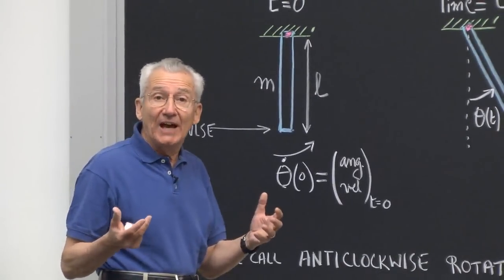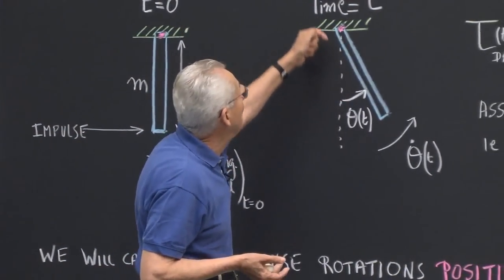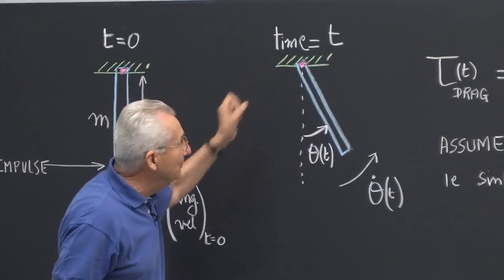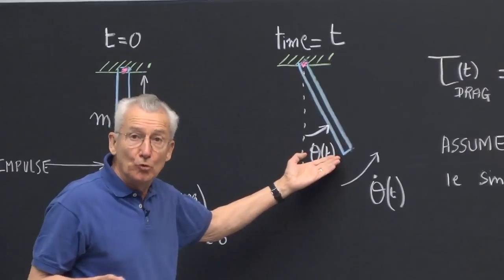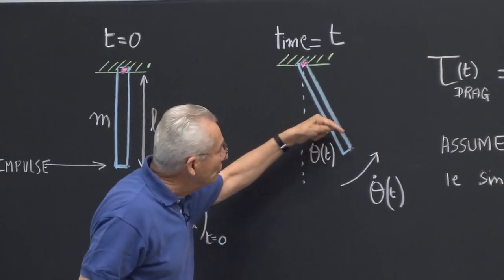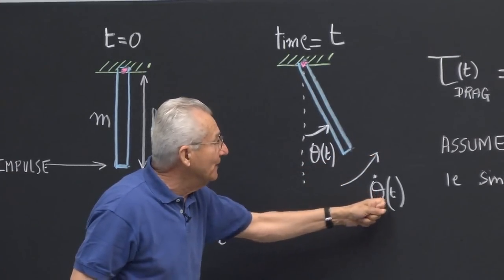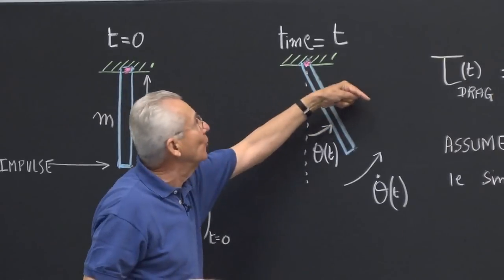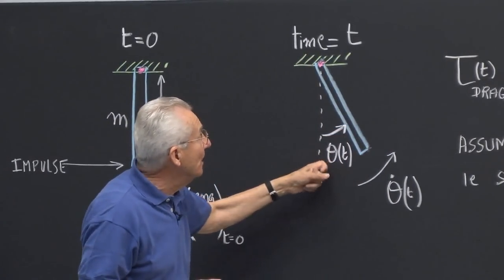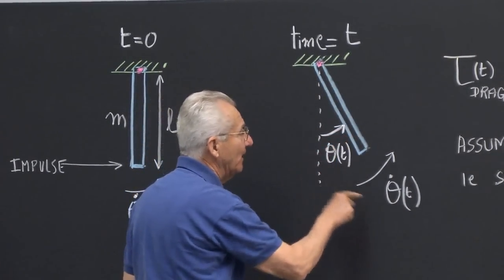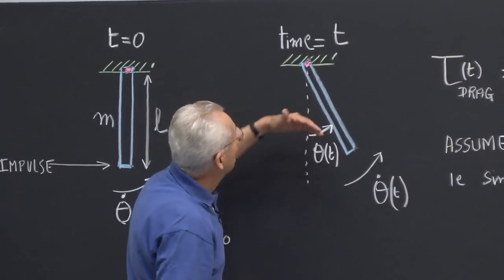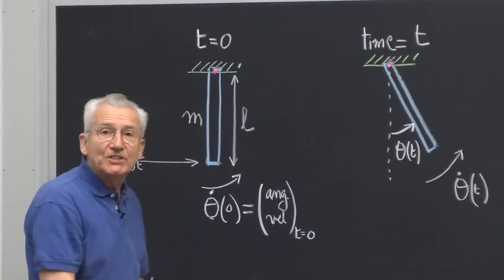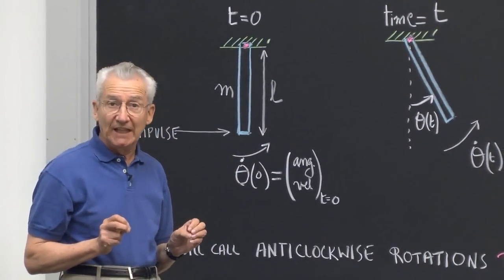At any instant of time later, this rod will be at some other angle. It's shown here, theta of t. This is at time t. And it may be moving at that time, and the angular velocity in this direction we call theta dot t. These are anti-clockwise rotations, and so if they're positive, this is at that angle, and if this is a positive number, this is rotating in that direction. So this is the same simple harmonic oscillator we considered last time.